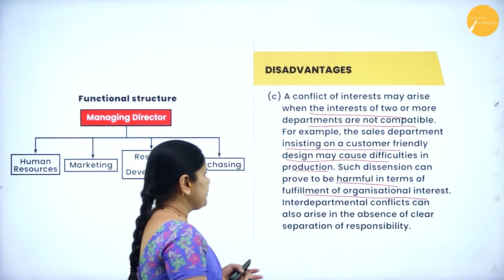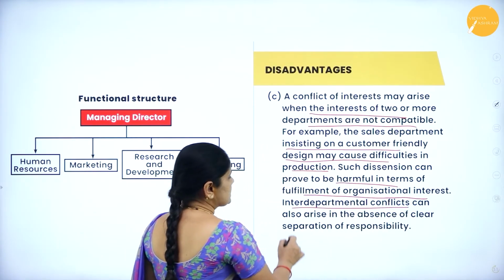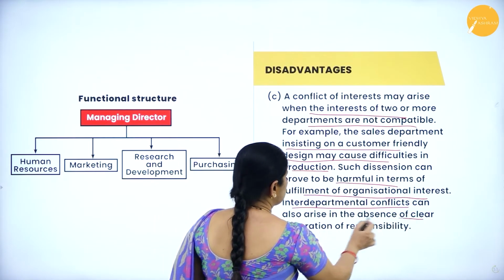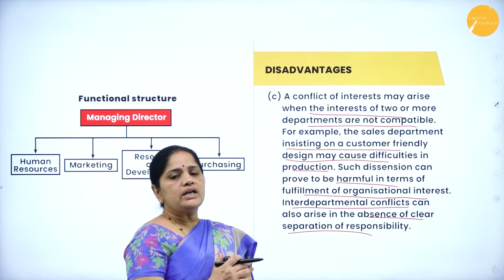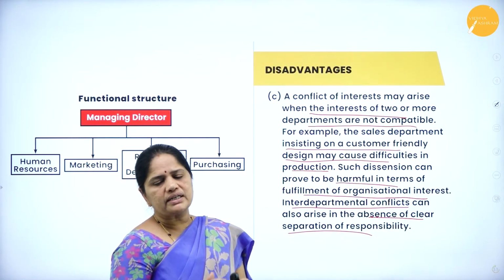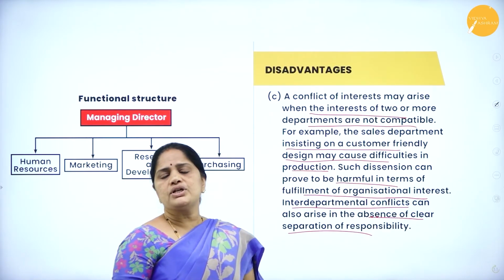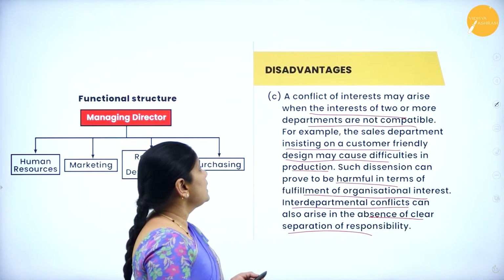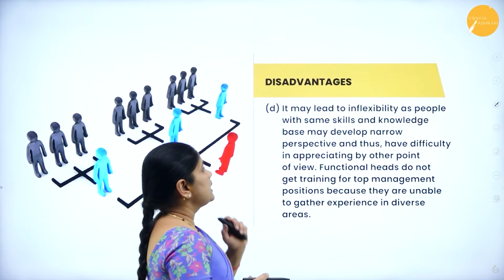So, what should we do? We should see that interdepartmental conflicts can also arise in the absence of clear separation of responsibility. So, in order to avoid this conflict, we should see that there is a clear separation of responsibility. Only then can we avoid this conflict of interest in an organization.